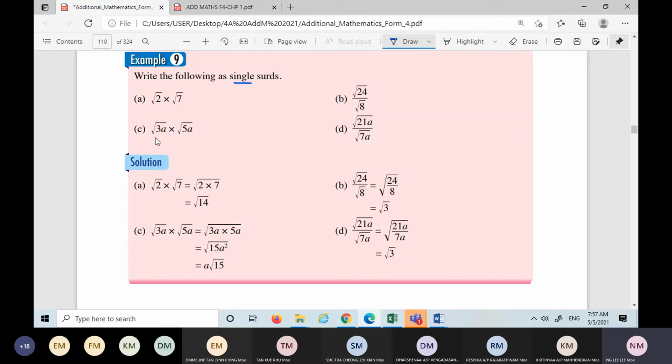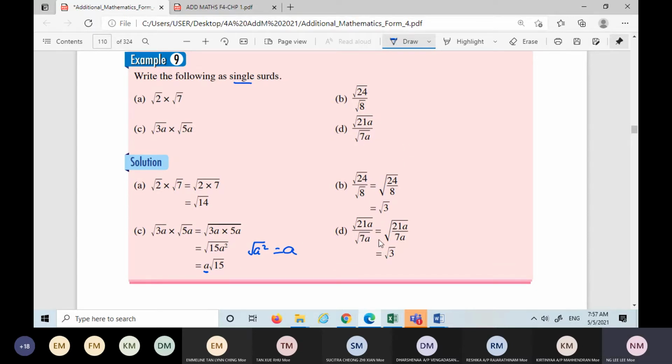Look at C. The whole thing here, 3A and 5A. Inside you multiply, so you get 15A squared, square root of 15. This one, nothing you can do. But the square root of A squared, this one you get A. Therefore you write the A outside the square root after simplifying.